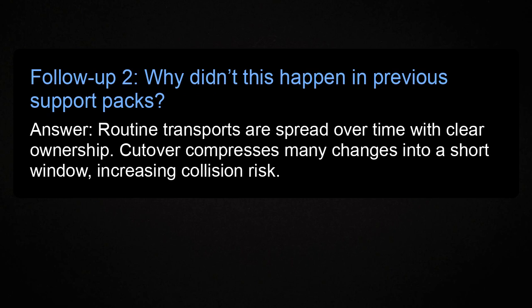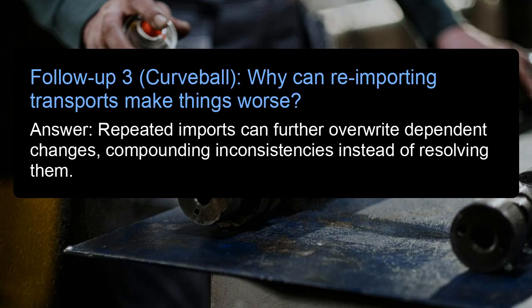Follow-up 2. Why didn't this happen in previous support packs? Answer: routine transports are spread over time with clear ownership. Cutover compresses many changes into a short window, increasing collision risk. Follow-up 3. Curveball. Why can re-importing transports make things worse? Answer: repeated imports can further overwrite dependent changes, compounding inconsistencies instead of resolving them.